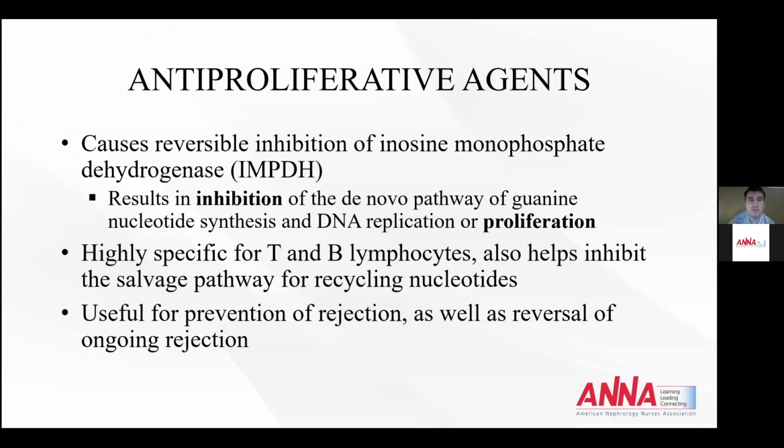Anti-proliferative agents cause reversible inhibition of inosine monophosphate dehydrogenase, or IMPDH for short. This results in inhibition of the de novo pathway of guanine nucleotide synthesis and DNA replication. I also say it blocks proliferation inside the cell by blocking DNA or RNA replication. It is highly specific, which is nice for T and B lymphocytes.